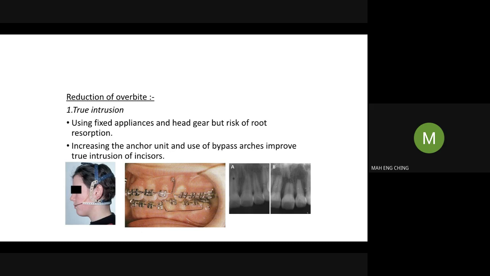So if you're using this fixed appliance plus a headgear, you see this one is a high pull headgear. Don't worry about this headgear. We're going to talk about this in another lecture series. The high pull headgear means using the skull or occipital as an anchor, then attaching a rubber band to the upper jaw. By doing that, you can do some intrusion. It means intrude the upper teeth or bring the upper teeth upward. Then by doing that, you're going to open the bite.